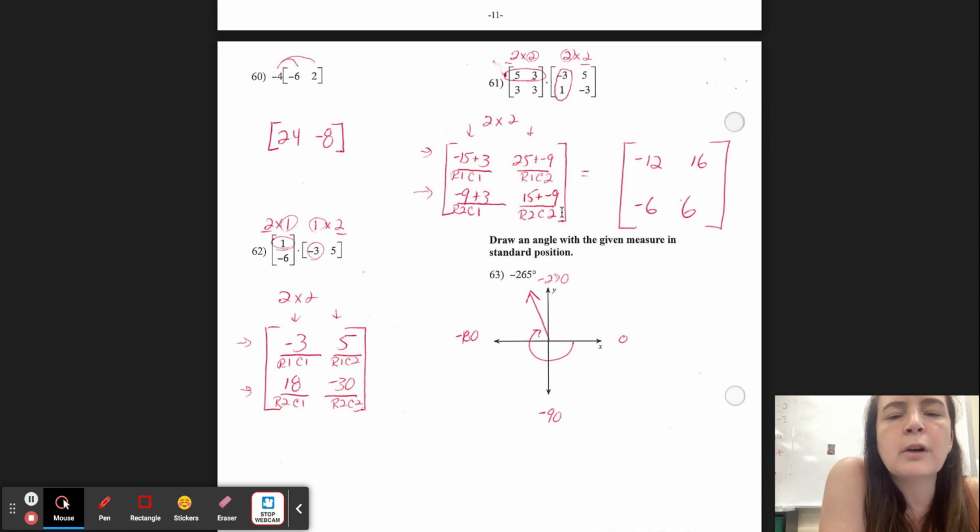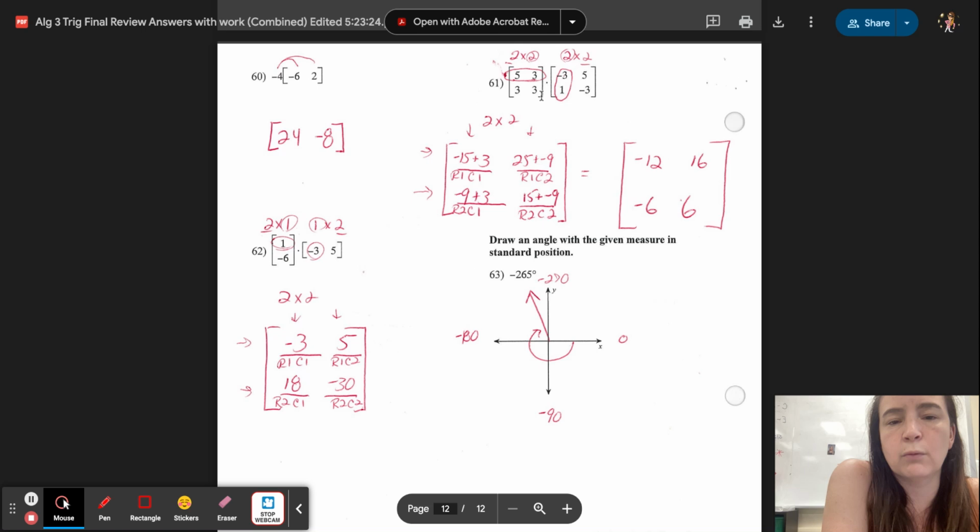And then row 2, column 2 are the ones that are not circled. So row 2, column 2. So 3 times 5 is going to give us 15. 3 times negative 3 will give us negative 9. And that's where we get 6. This is our final answer.